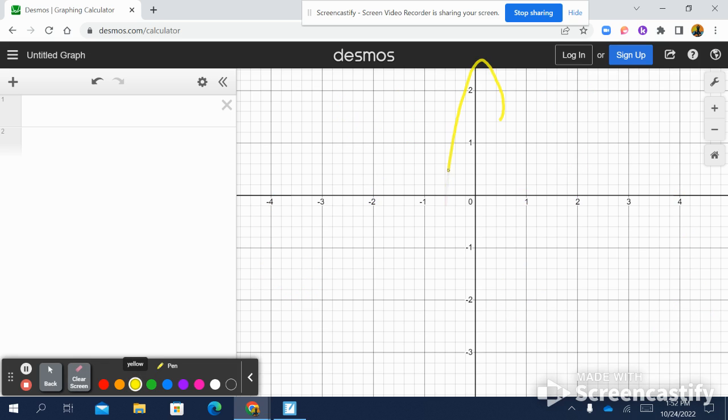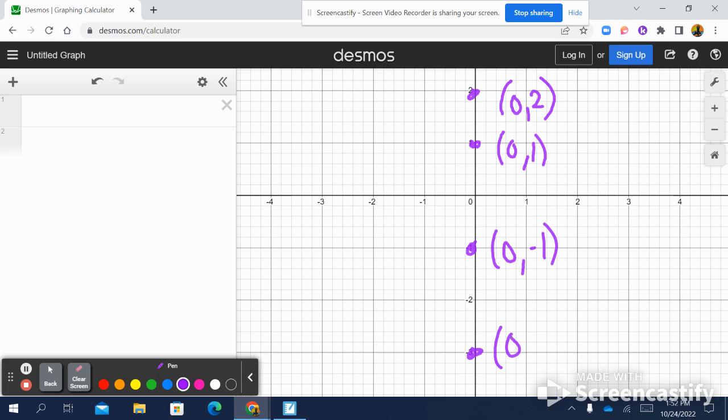Let's look at this axis real quick. This is our y-axis. The y-axis also has something in common. Let's look at this point, this point, this point, and this point. Right? From my origin, I don't move left or right, so my x value is 0, 2, 0, 1, 0, -1, and this one is 0, -3.